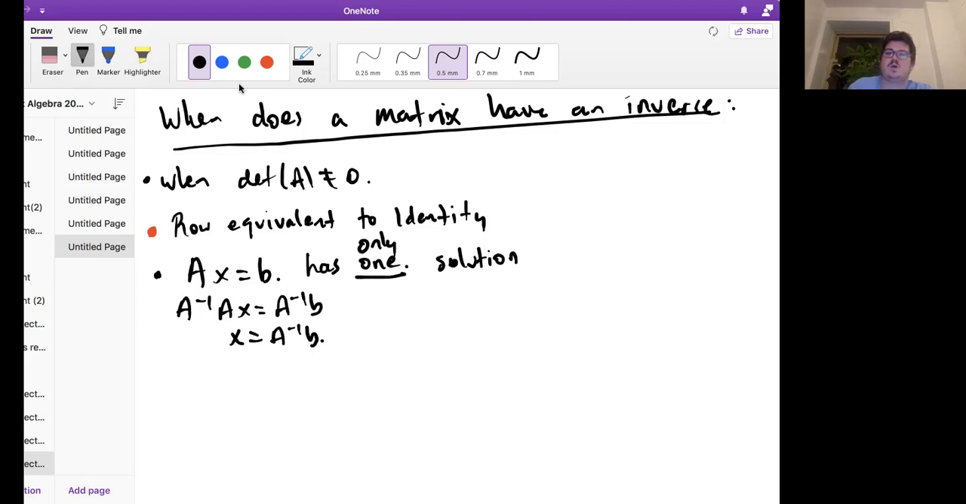Right, and this is one thing. It's not infinite things. So for right now, these are our main criteria for when a matrix has an inverse. So let's think about row equivalent to identity. Let's just do it.